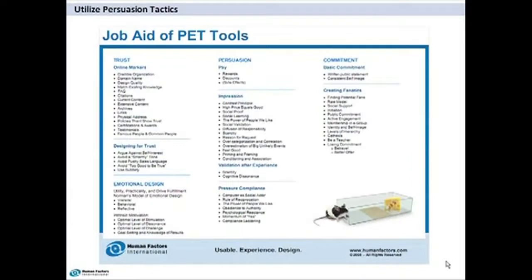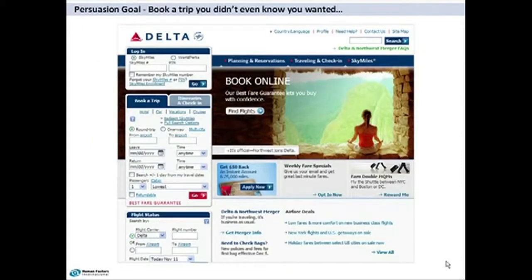I want to start by showing you one of the key tools that we have in our Persuasion toolkit. You're now looking at a chart of over 70 different techniques that we apply when we're designing for persuasion. So let's take a look at a few of these tools in action so that you can see what I mean. And in order to present the tools, I want to use the Delta site as an example.